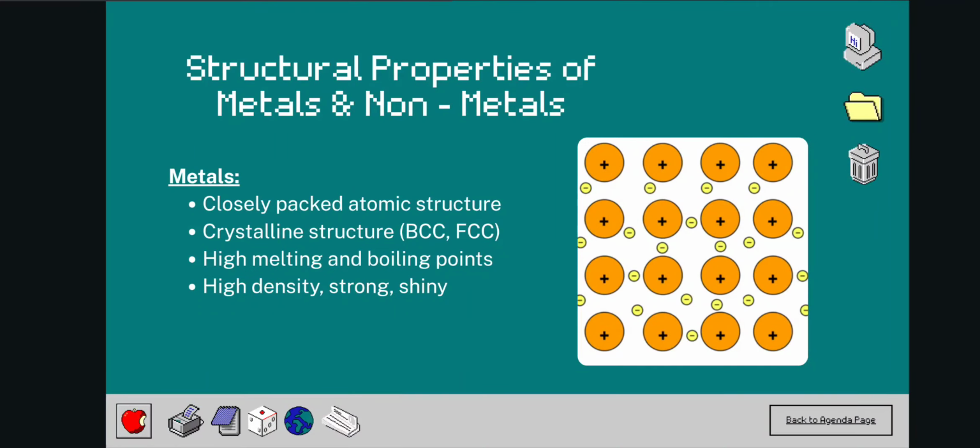Next, about the structural properties of metals and non-metals. Metals have a closely packed atomic structure. They have crystalline structures like BCC and FCC. They have high melting and boiling points, and high density, strong and shiny.